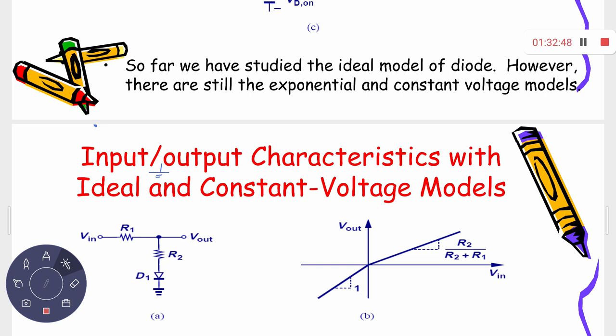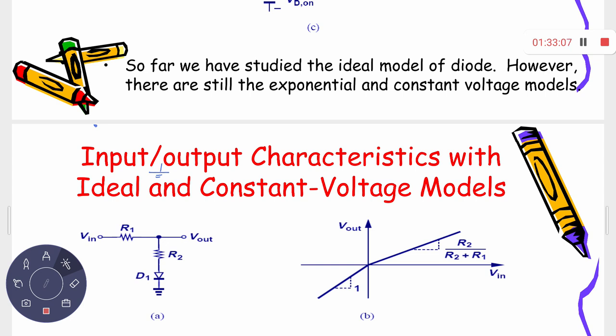Okay, so now if I draw this Vin versus Vout, this is nothing but a straight line with slope unity. Vin is equal to Vout. There is no drop across this resistance R1. Vin is equal to Vout.